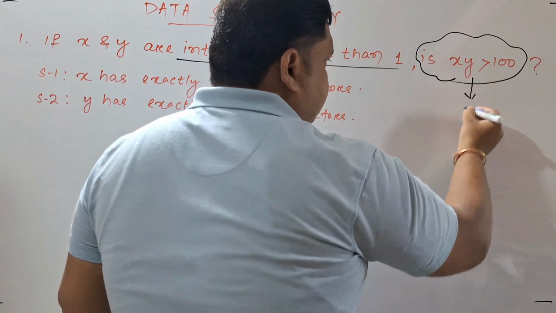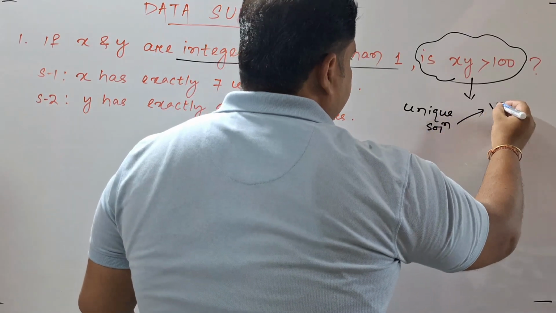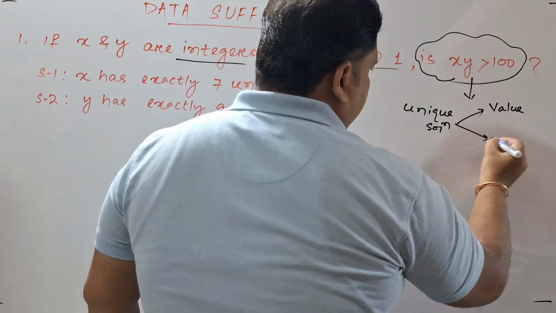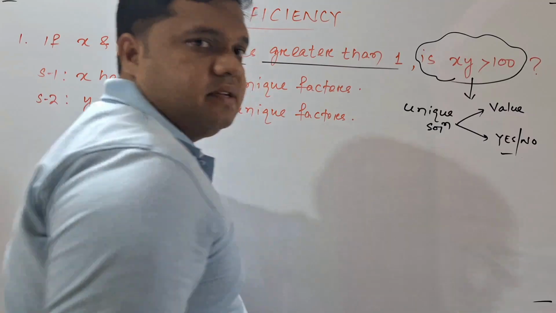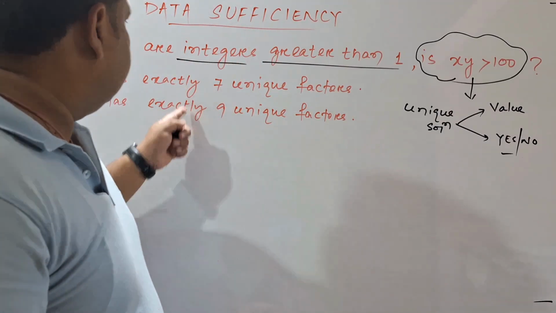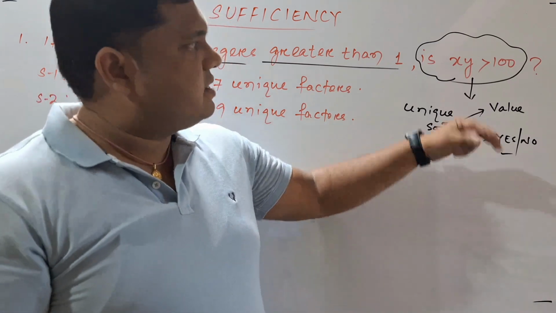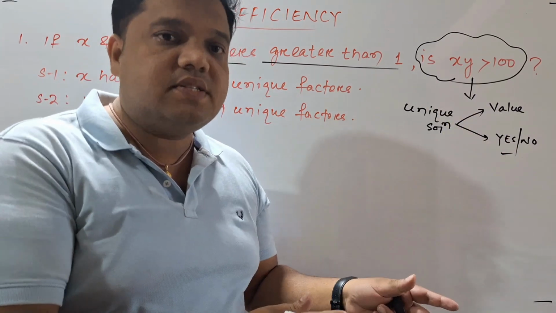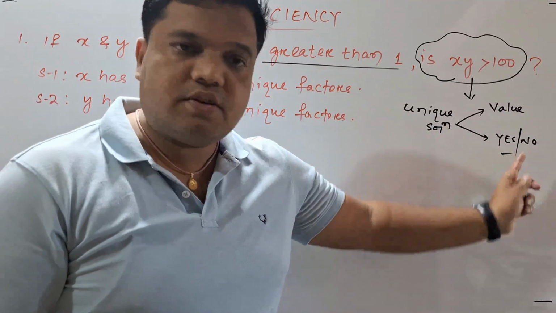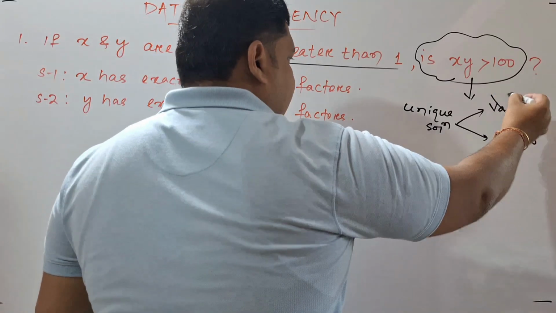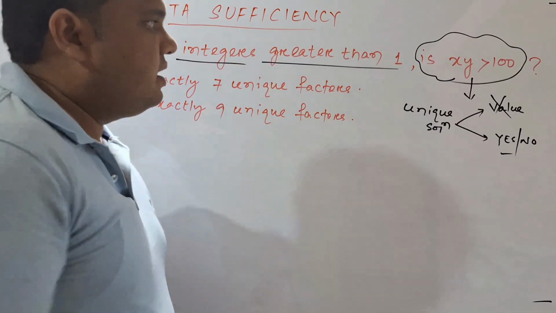Here first of all we have to check the unique solution, and when I find the unique solution, first of all I have to think whether I require a value, or by saying yes or no I can answer. Here by saying yes or no I can answer, because the question is, is xy greater than 100? First we evaluate statements 1 and 2, then we will get some values of x and y. If it is greater than 100, then it will satisfy, the solution is unique. So when I check the unique solution, by saying yes or no I can answer. No need to find the value, but you can find the value. After finding the value it will be easy to say whether xy is greater than 100.